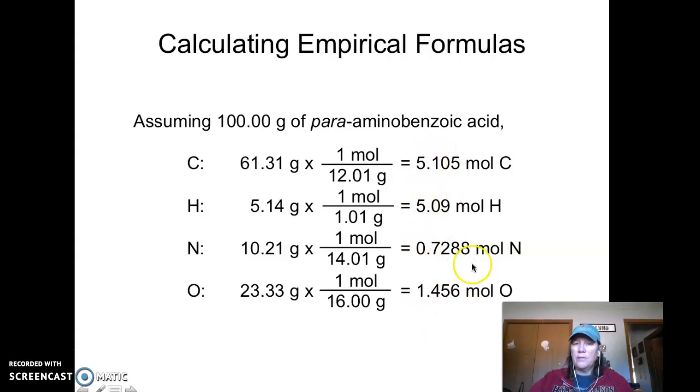And of these numbers, this is going to be the smallest number. Then I'm going to put the individual ones on top. So I'm going to go 5.015 divided by 0.7288. And I'm going to go 5.09 divided by 7.288. And then I'm going to take 7.7288 divided by 0.7288.